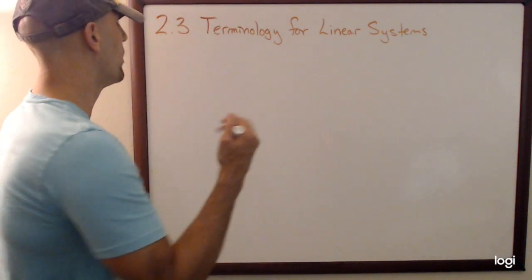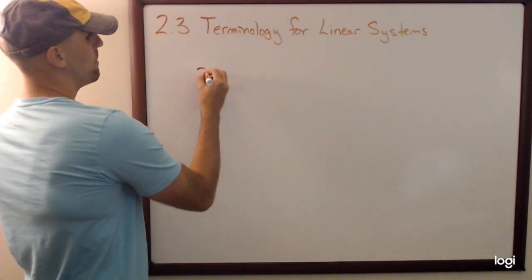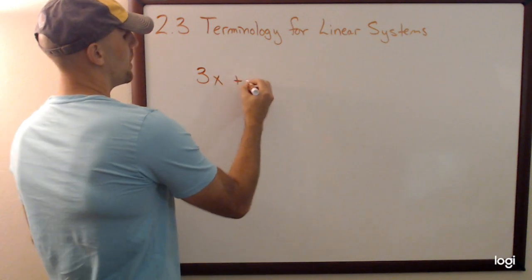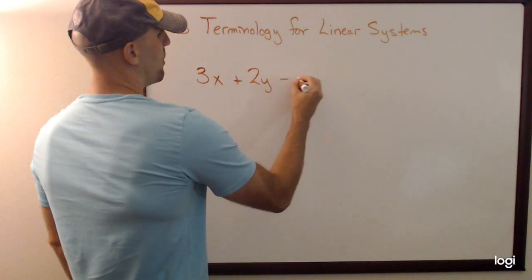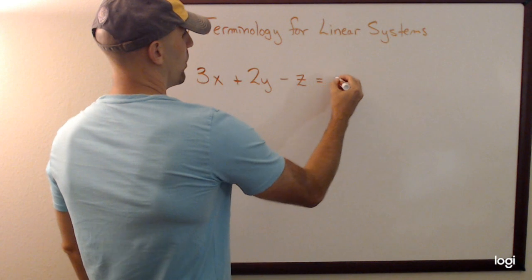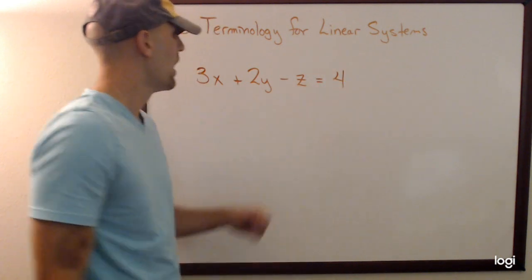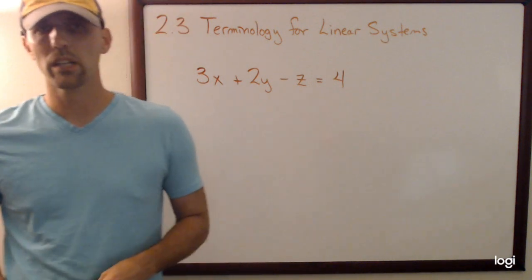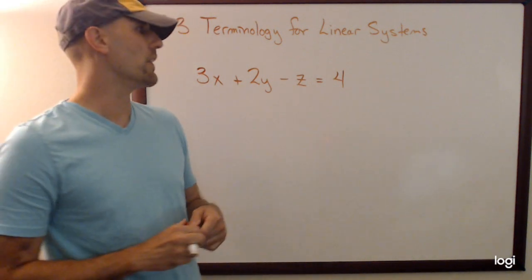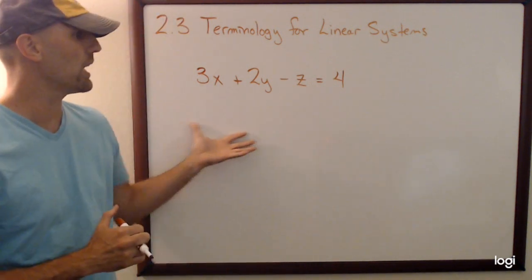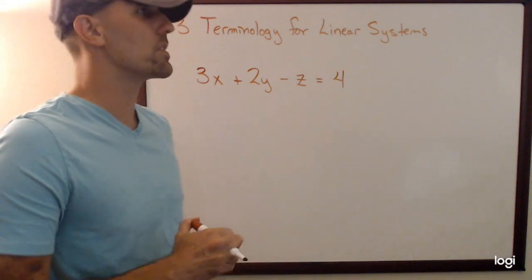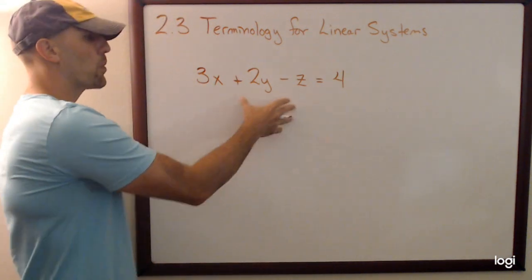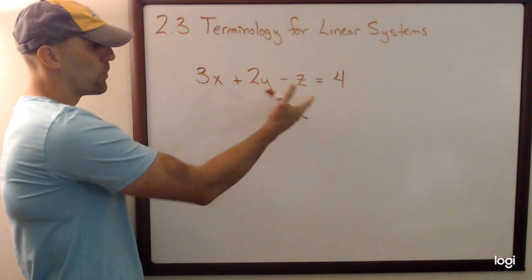So for example, let's say 3x plus 2y minus z equals 4. This is not a line, okay? This is a plane, actually. This is a plane that exists in 3 dimensions. But this equation is linear in x, it's linear in y, it's linear in z.